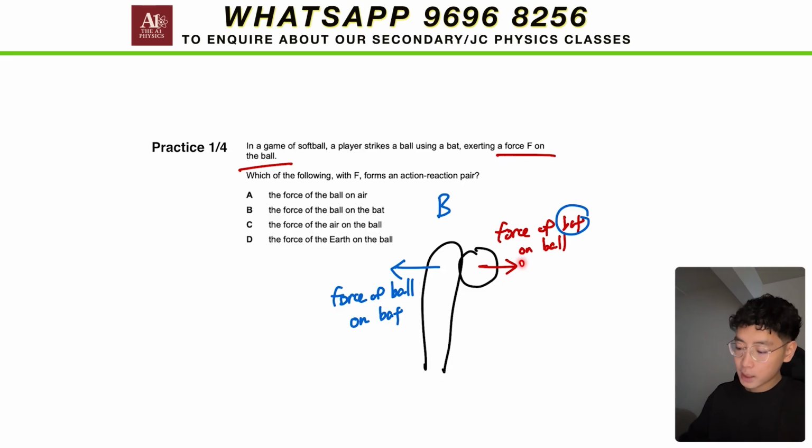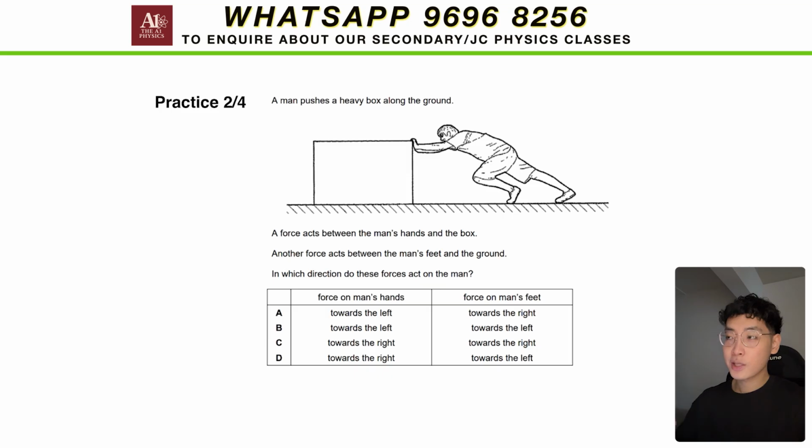So take note over here, this force is acting on the ball, then the ball is going to push back onto the bat. So this force is acting on the bat itself. Okay, quite straightforward for this one. Now, this next question is a bit more interesting. So the main idea with this question is that you always want to be very clear on what object the force is acting on, right?